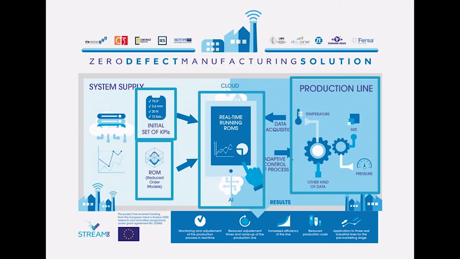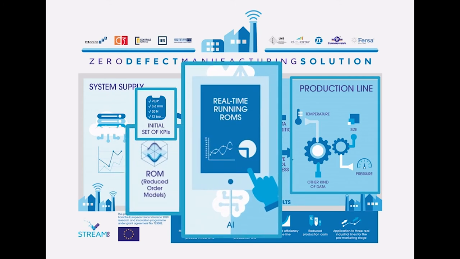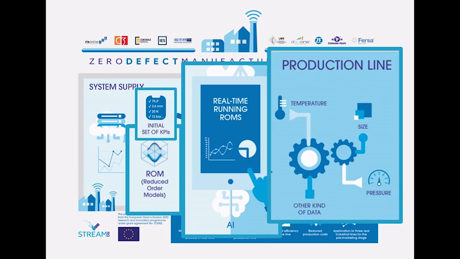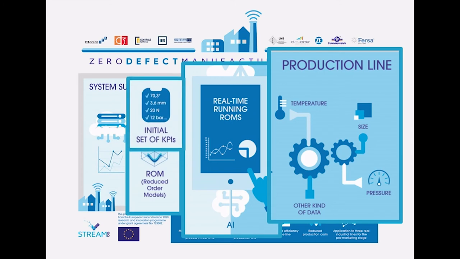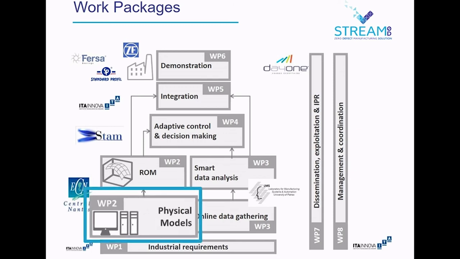Stream 0D is based on the integration in production lines of physics-based simulation models able to run in real time. The models are fed with input parameters captured upstream, and based on the model prediction, some of the downstream process parameters are adjusted to fine-tune some of the product KPIs to the exact target values. In the case of Stream 0D, we do not have a work package or task specifically devoted to standardization.